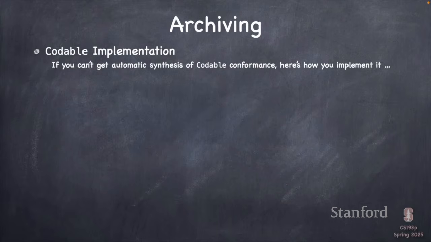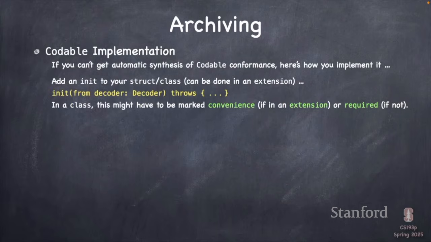How do you implement it? This is what it looks like. You have to do two parts of it, because the Codable protocol is really two other protocols, the Decodable and the Encodable protocols. And so you have to be able to both do encoding and decoding. And the decoding is done with an init. So you're going to have to add an init to your struct or class, and it's called init from decoder.